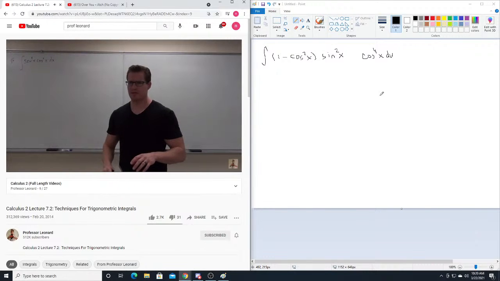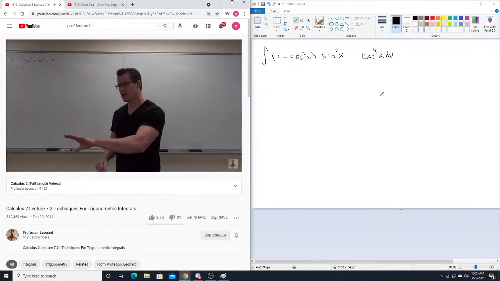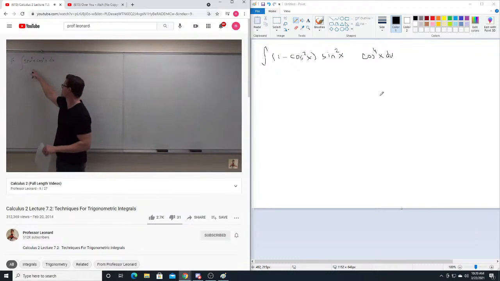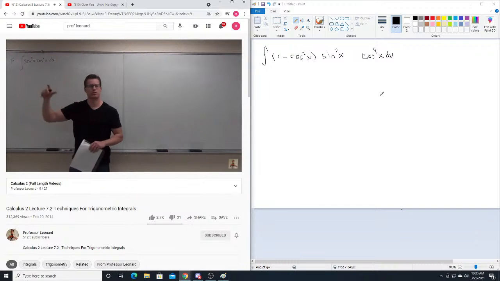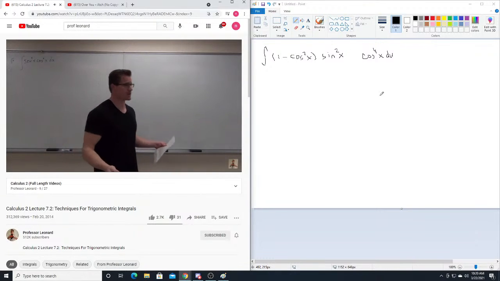If they're both even, the idea of the Pythagorean identity goes out of your head. Because if I strip off either a sine or a cosine, I'm left with an odd power. Does that make sense? The Pythagorean identity is not going to work with an odd power. Your substitution won't work because you'll have an extra sine or an extra cosine somewhere. That's not a good idea.